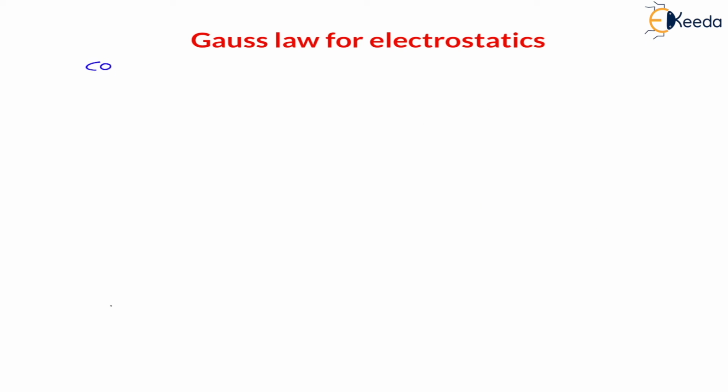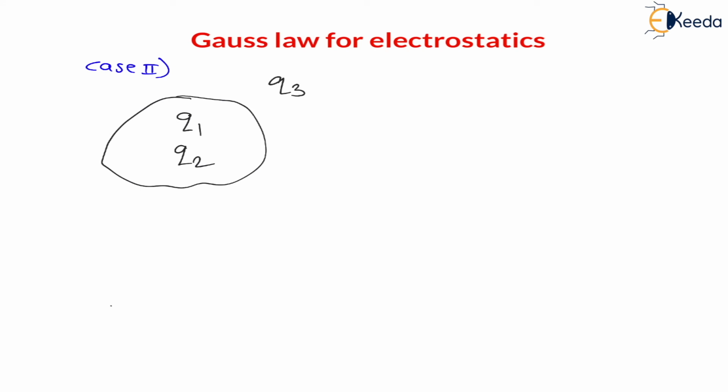This is a very important step, my dear students. Again, let us consider the second case, case number 2. Now I am considering inside charges. Let us say there is q1 inside, q2 inside, and q3 outside. Then, my dear students, what will be the net flux here? In this case, the net flux is because of the inside charges, therefore it is q1 plus q2 divided by epsilon naught, which is nothing but the cyclic integral over the closed surface of E dot dA.